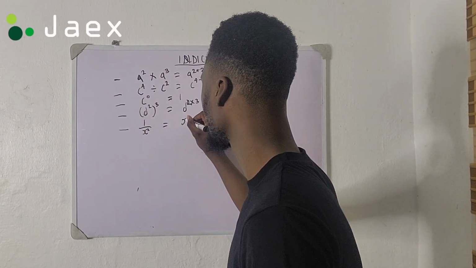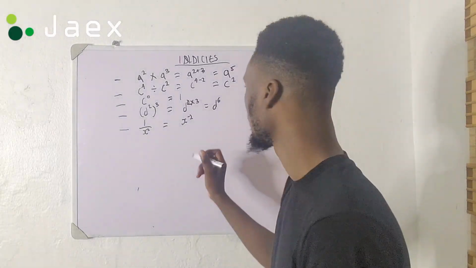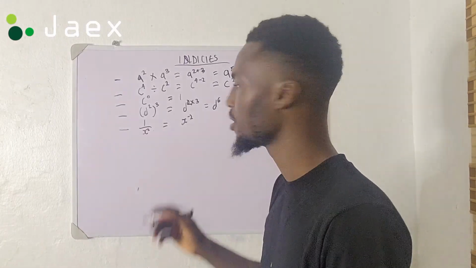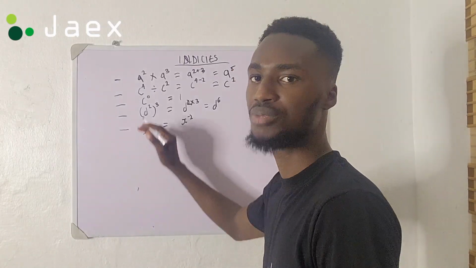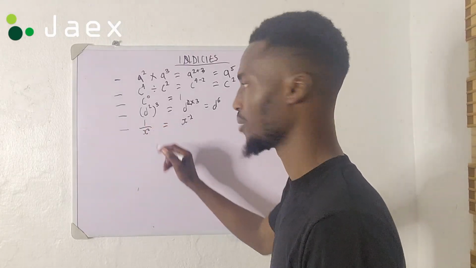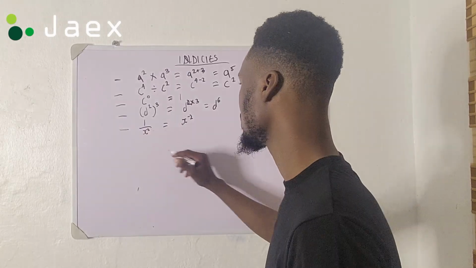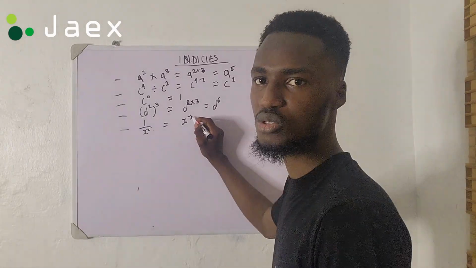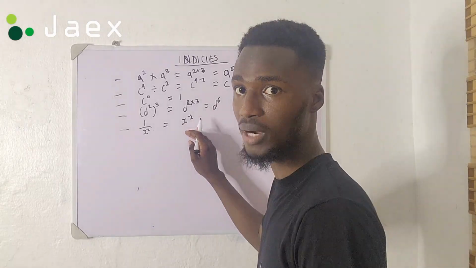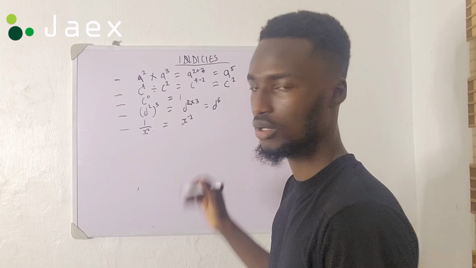Now, for the fifth law of indices, we have when you are given 1 upon x squared, it's equal to x raised to the power minus 2. This law simply states that if a power is below the denominator, remember, denominator is the figure below the division sign, while numerator is the one above. So when a power is below the denominator sign, you can convert it by adding minus to the power. You can convert it to a whole number. Remember, if this is fraction, this is whole. Don't forget.